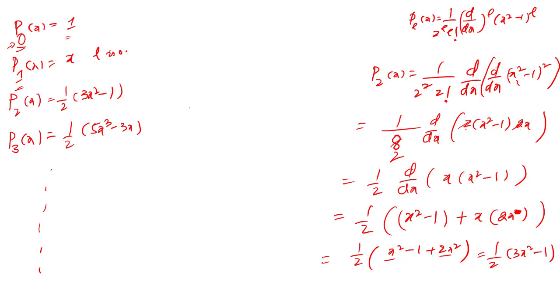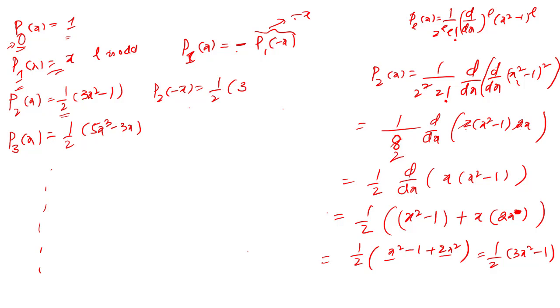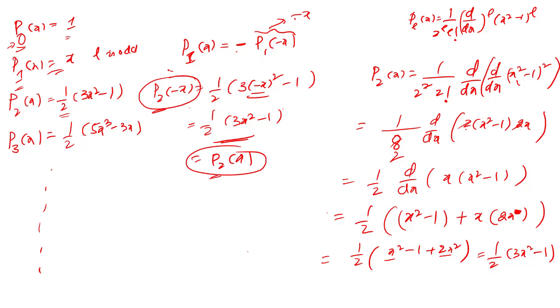So L is odd here because L is equal to 1. So we can see P1 of x is equal to minus of P1 of minus x. P1 of minus x would be minus x, so minus of minus would give me plus, right? Look at P2 of x. P2 of minus x would be half times 3 times minus x squared minus 1. It doesn't matter because you're squaring it, so I get half 3x squared minus 1, which is identical to P2 of x. So when L is 2, we see that the polynomial is even.